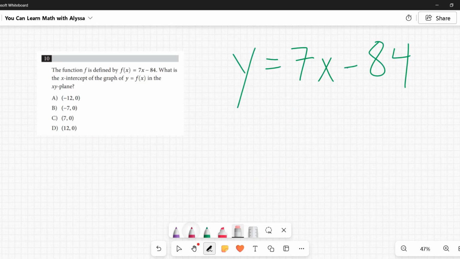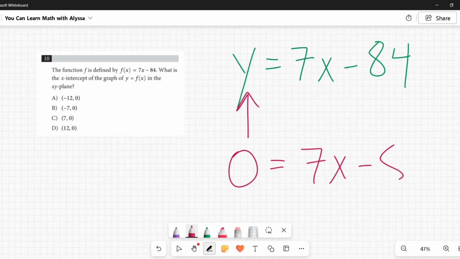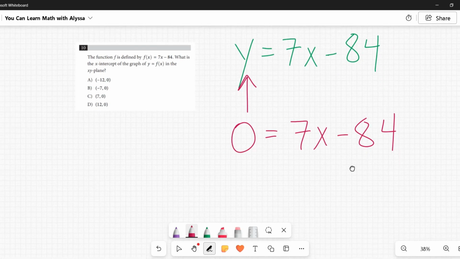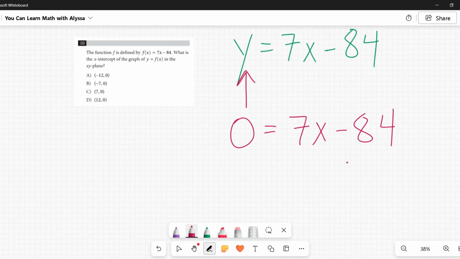numbers algebraically. Y is always 0, so what you do is you plug in 0 for the y. And then we want to know what the x value is, so we solve for x. This is just a more straightforward algebraic equation at this point, since we only have one variable, the x. To solve for x, we want to undo what's been done to it. Here, x has been multiplied by 7, and then 84 was subtracted.